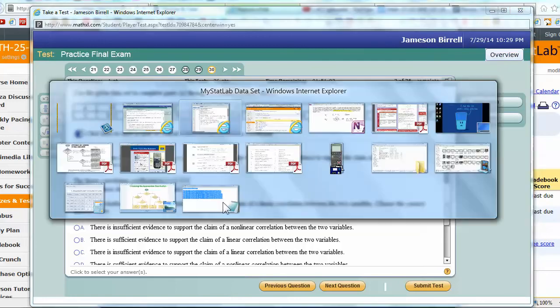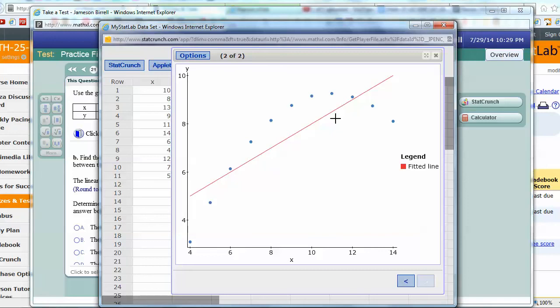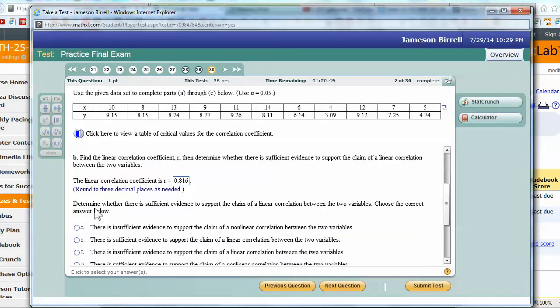Okay, and then I'm going to go back to it. Then if we would have gone to the second page, we would have seen that our best fit line here is not fitting very well because it wasn't really having a linear pattern to begin with. Okay, so determine if there's sufficient evidence to support the claim.